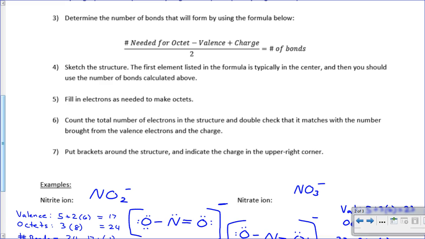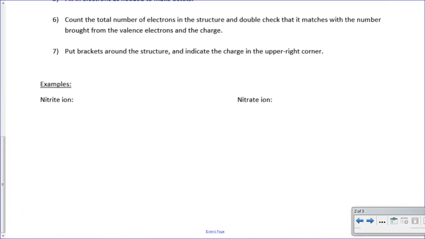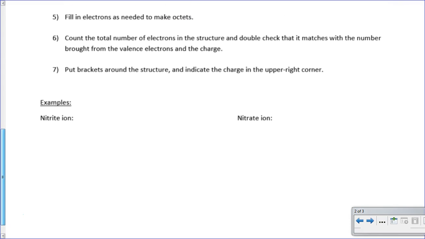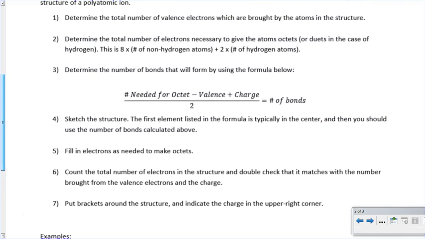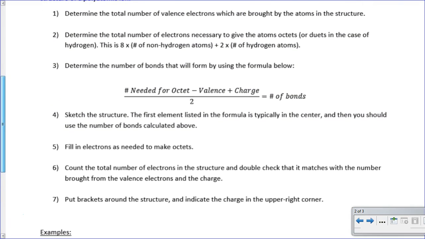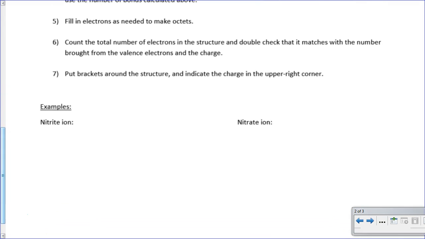So what I'll do here is I'll go through each of these. I had left the answers up there from before, but I'm just clearing those out and starting back from scratch. Step 1 is to determine the total number of valence electrons brought by the atoms in the structure. So I'm going to do nitrite as an example. Nitrite, if you look it up on the back of your periodic table, you should see it's NO2 minus.